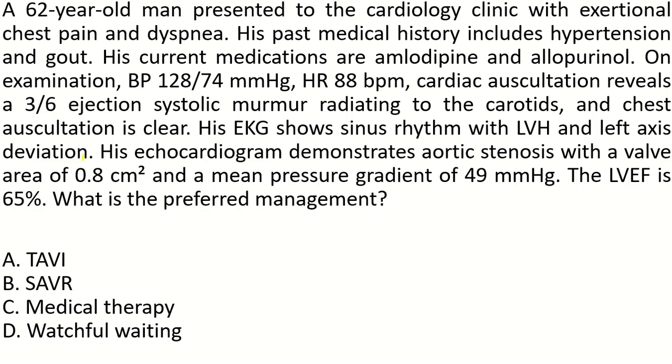Back to our case, we have this patient with a high gradient of 49 and low aortic valve area of 0.8, less than 1. Therefore, in addition to symptoms, this patient will be for aortic valve intervention, and being of a low risk profile and less than 70 years, surgical aortic valve replacement will be the best option.